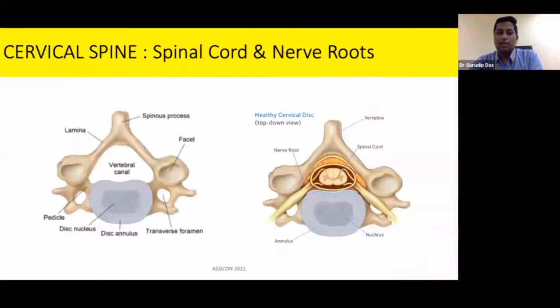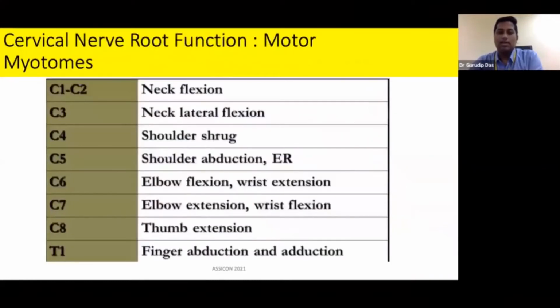The vertebrae are arranged in this manner. It has a vertebral body and the central spinal canal, and the lamina and the spinous process posteriorly. The large central spinal canal contains the spinal cord, and from it arise the nerve roots. The nerve roots in different areas of the spine supply different muscles. The cervical nerve root supplies the upper limb, whereas the lumbar nerve root supplies the lower limb.